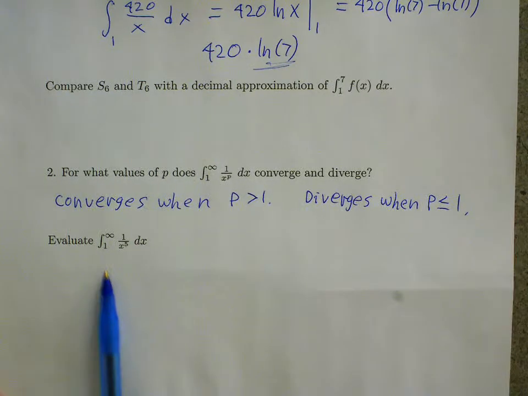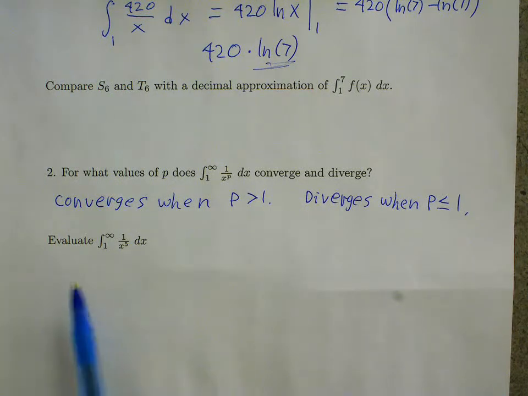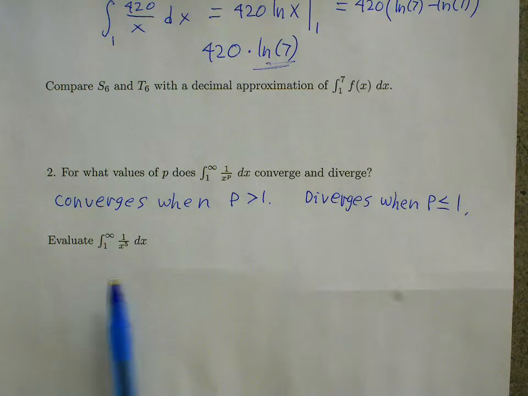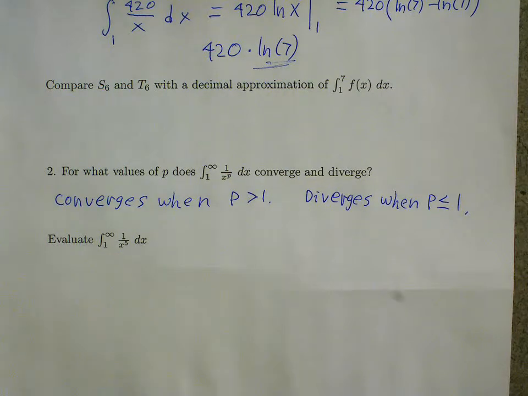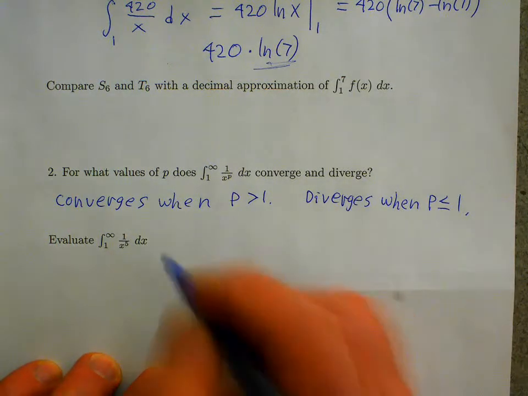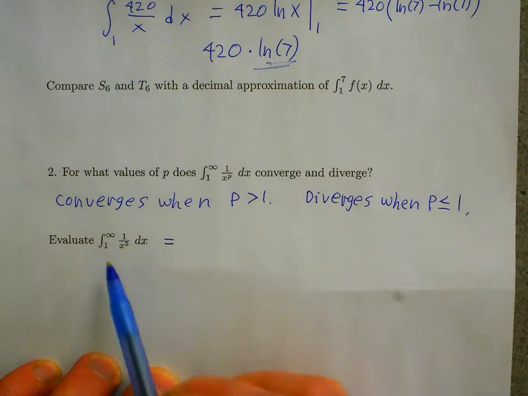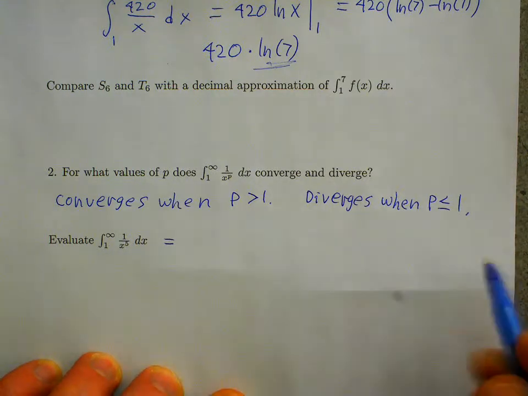And then on this one, evaluate the improper integral of 1 over x to the 5th dx from 1 to infinity. So we know even before evaluating it that it's going to converge because the exponent 5 on x in the denominator is greater than 1. So we know that it converges. Remember what to do for this type of improper integral.